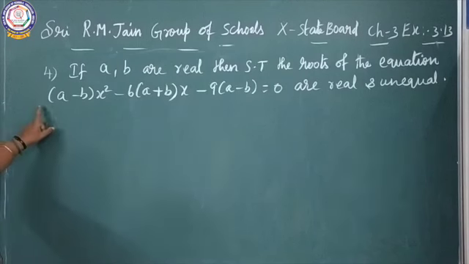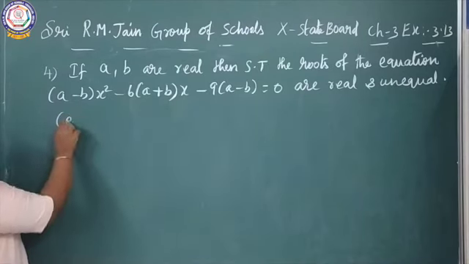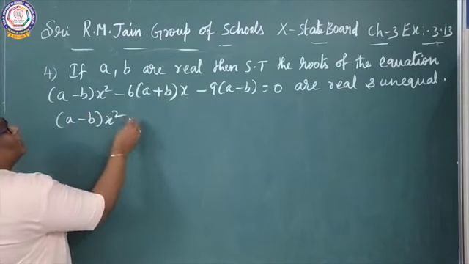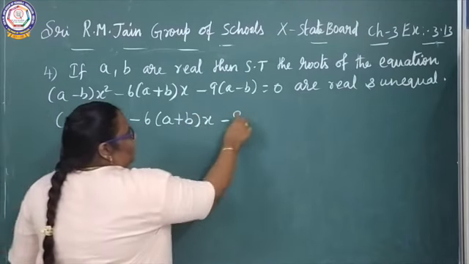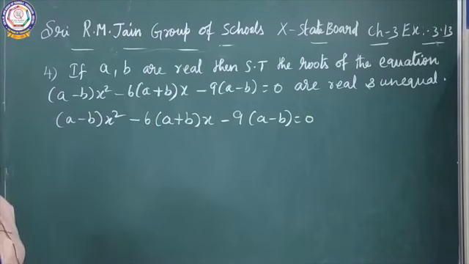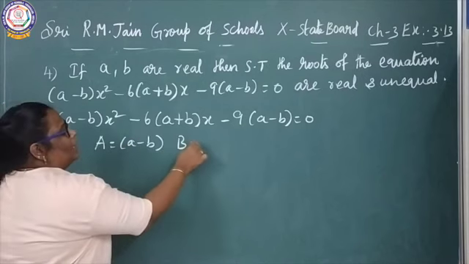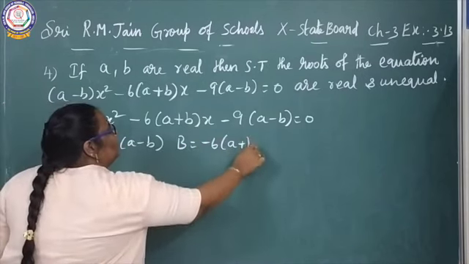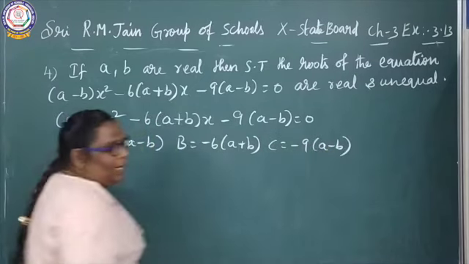See the fourth sum. If a comma b are real, show that the roots of the equation are real and unequal. Real and unequal. See the given equation, you will write (a minus b) the whole square x square minus 6 into (a plus b) x minus 9 into (a minus b) equal to 0. You can take down the values of a, b, c: a equal to (a minus b) the whole square, b equal to minus 6 into (a plus b), and c equal to minus 9 into (a minus b).